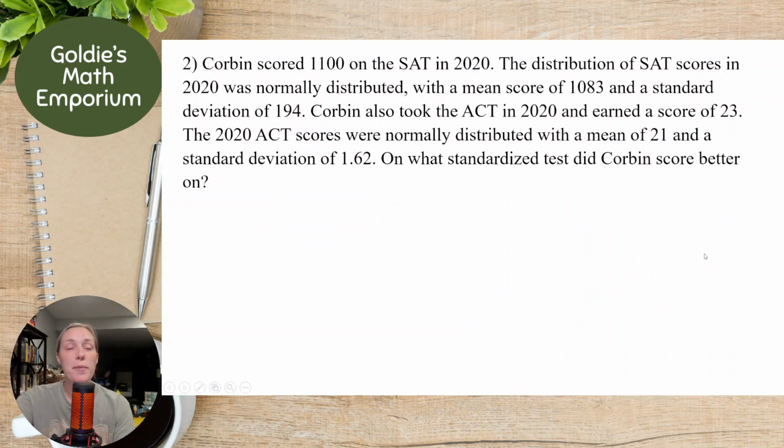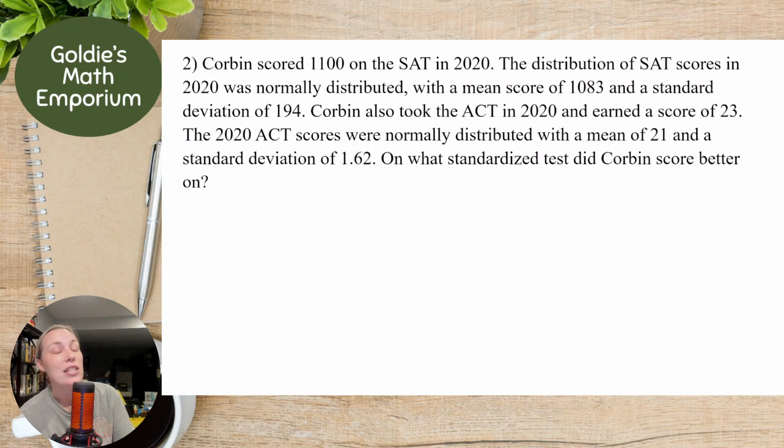Next, if Corbin scored an 1100 on the SAT in 2020. The distribution of SAT scores in 2020 was actually normally distributed with a mean of 1083 and a standard deviation of 194. He also took the ACT as well and got a 23 on that, and we're told information about those ACT scores in that year with a mean of 21 and a standard deviation of 1.62. So 2 standardized tests, different scales for both of them. And the question says, on what standardized test did Corbin score better on?